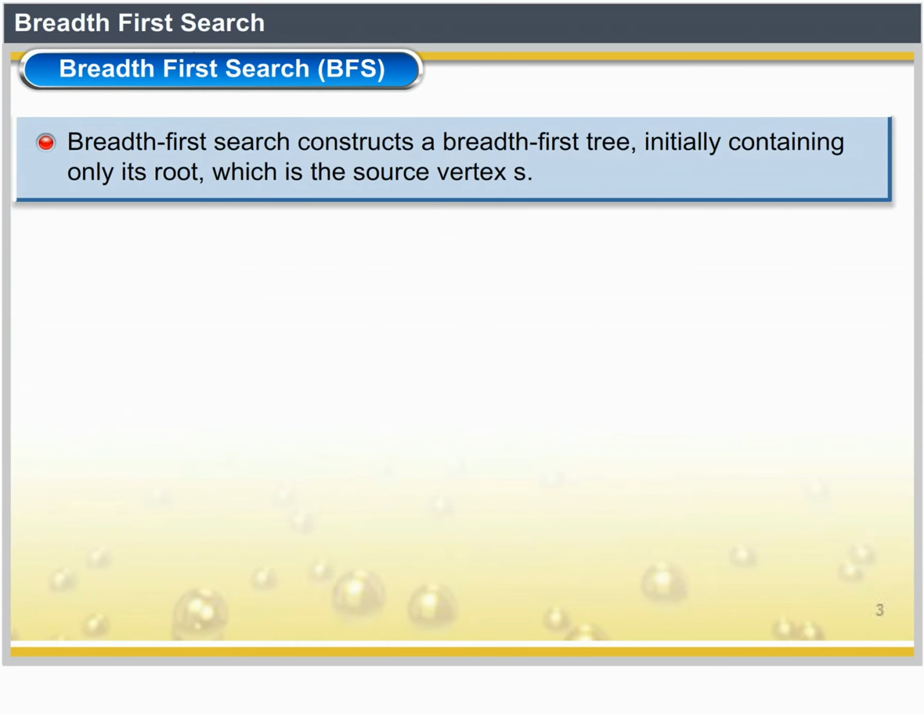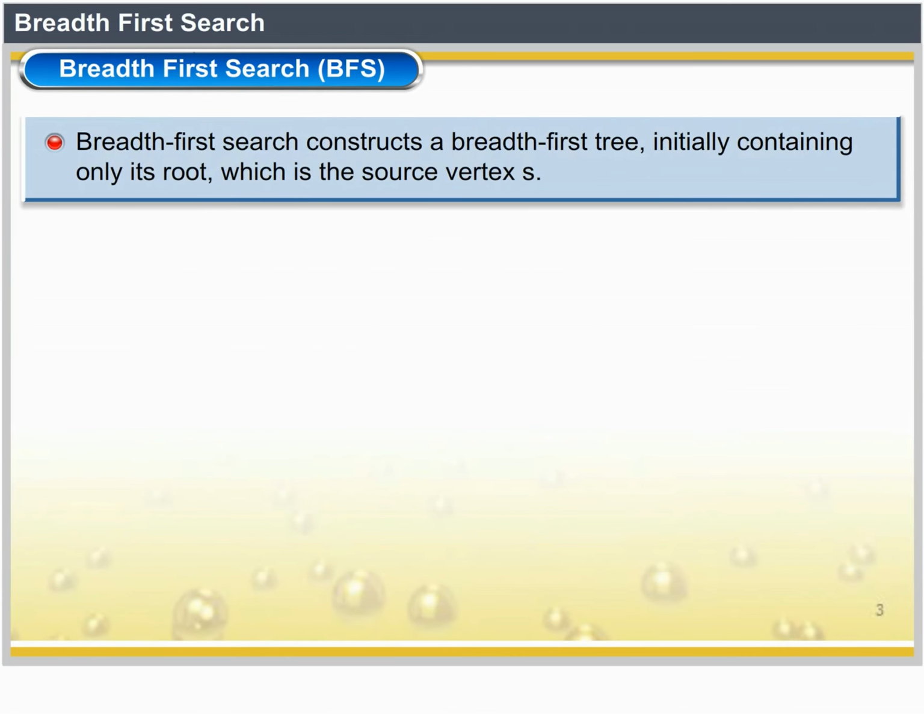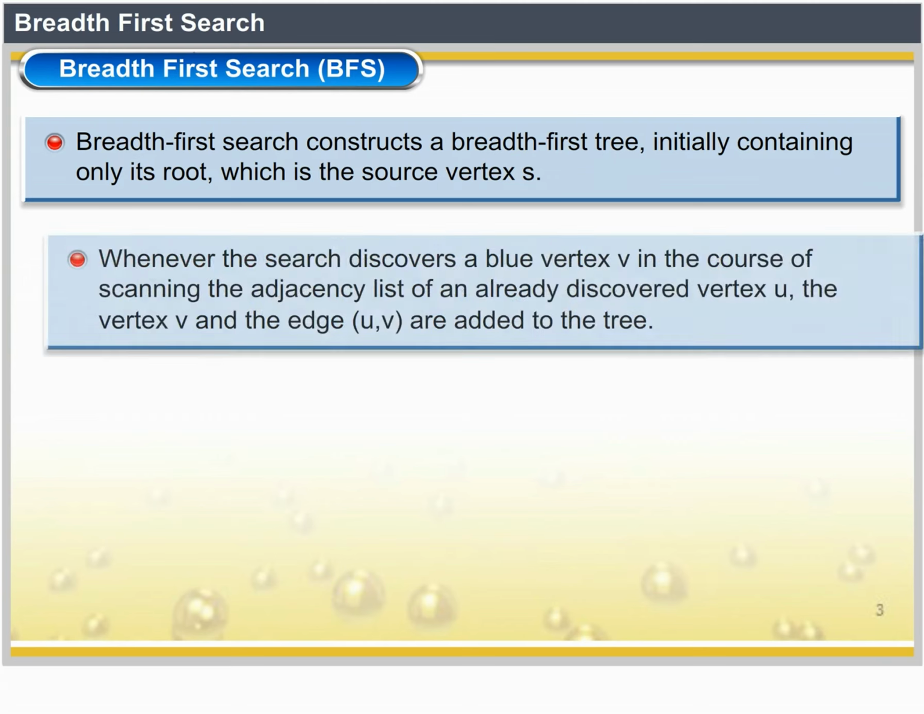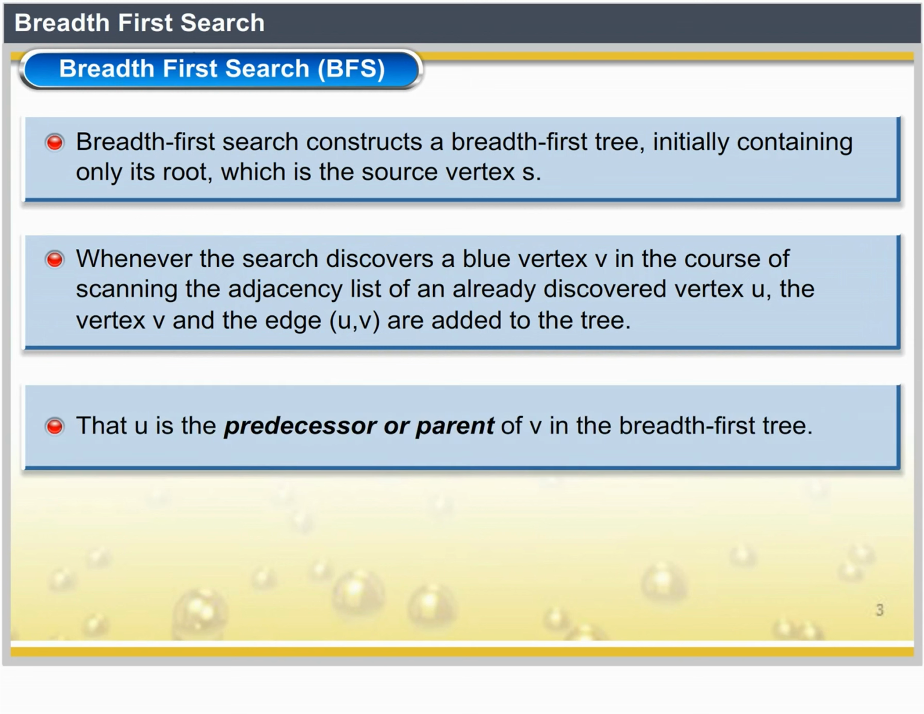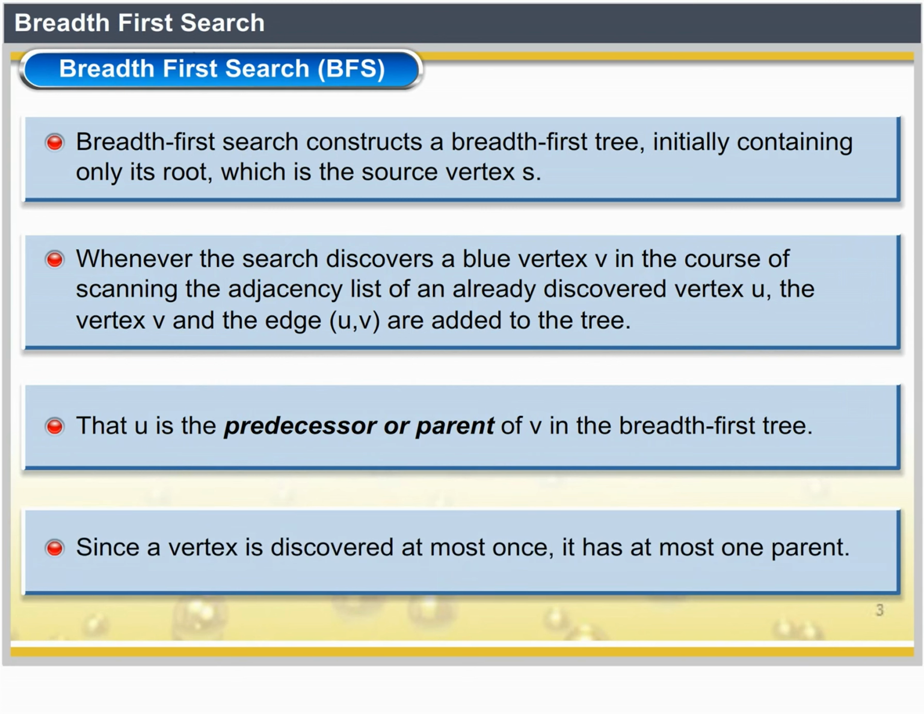Breadth first search constructs a breadth first tree, initially containing only its root, which is the source vertex S. Whenever the search discovers a white vertex V in the course of scanning the adjacency list of an already discovered vertex U, the vertex V and the edge (U, V) are added to the tree. That is, U is the predecessor or parent of V in the breadth first tree. Since a vertex is discovered at most once, it has at most one parent.